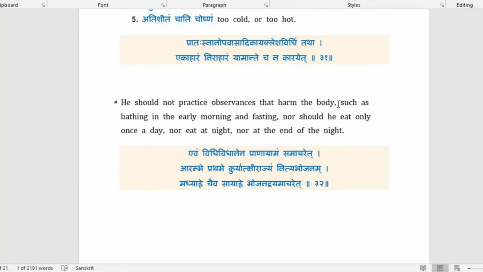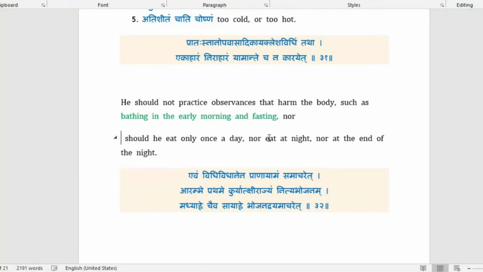So which are the practices? Such as bathing in the early morning and fasting. Sometimes some people wake up very early in the morning, at 3 in the morning, and have a bath with cold water only. So it is not advised. It is good to get up early in the morning, but how early? That is also very important.